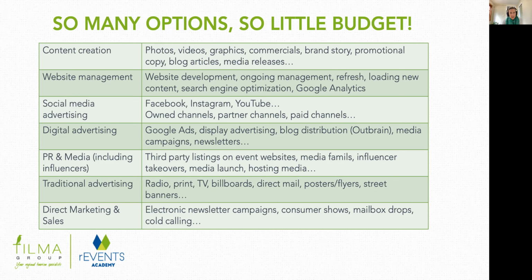There's digital advertising, so that's through Google Ads. You can do display advertising. You can do blog distribution. There's so many options through digital. PR and media, so that's doing a whole range of things with media, for meals, influencers, doing a media launch, hosting media at your event. Traditional advertising is still quite important for some events. That's things like radio and print, even things like doing street banners, outdoor billboards, advertising on the local coaches and buses traveling around the community.